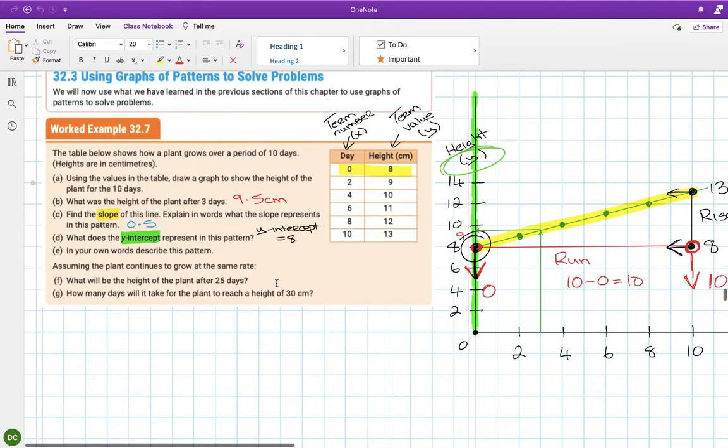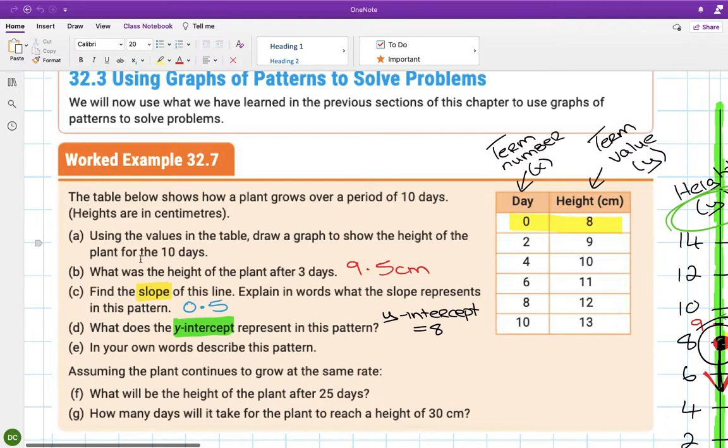Okay, so the y-intercept is 8. And the question asks, what does that mean? Okay, but if you look over here in the table, there's the 8. So what did that 8 mean? 8 was centimeters, the size of the plant at the start. That's what the 8 means. That's what the y-intercept means.